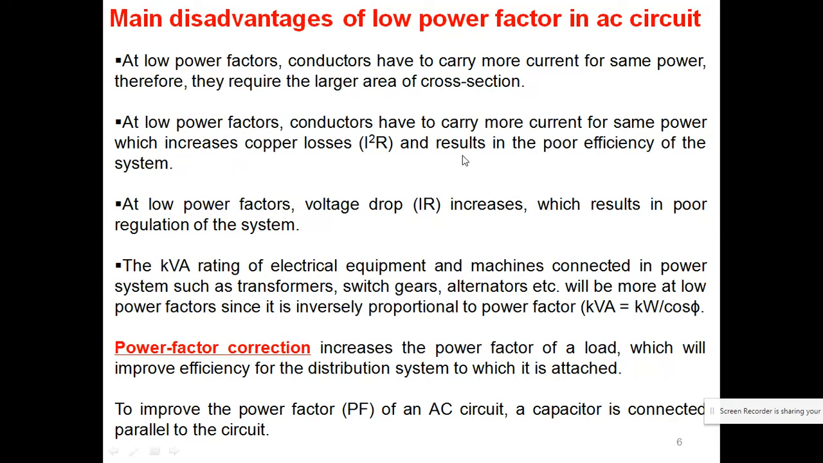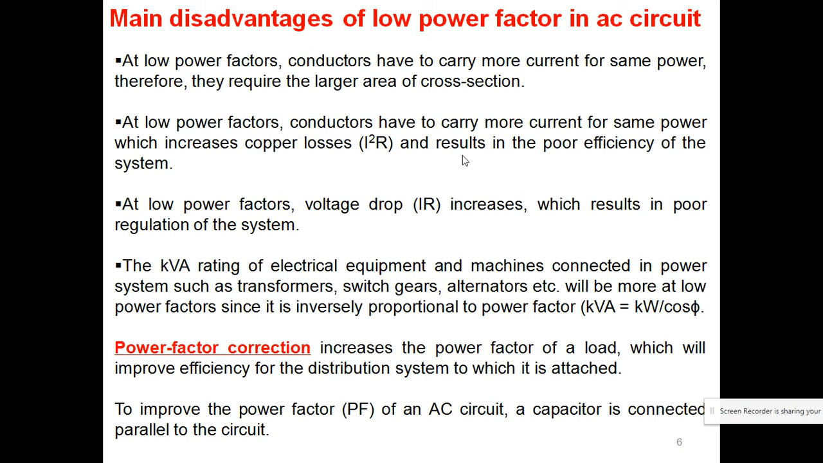Now, what are the main disadvantages of low power factor in an AC circuit? The ideal value of 1 is not possible to get, so if we have a lower value of the power factor, we have to look at these disadvantages. At low power factors, conductors have to carry more current for the same power. Therefore, they require a larger cross-sectional area. It means you require thick wire.